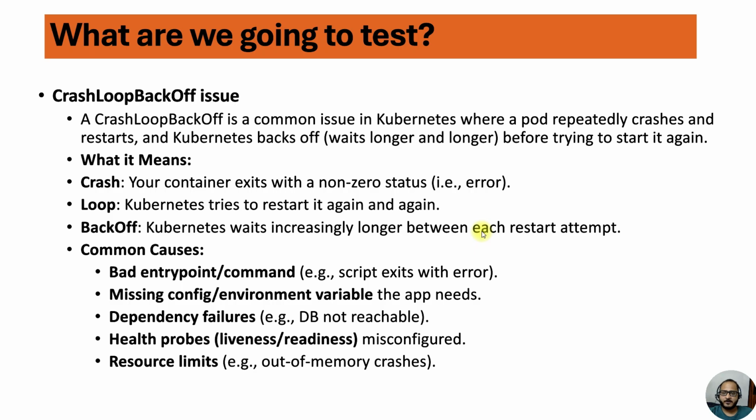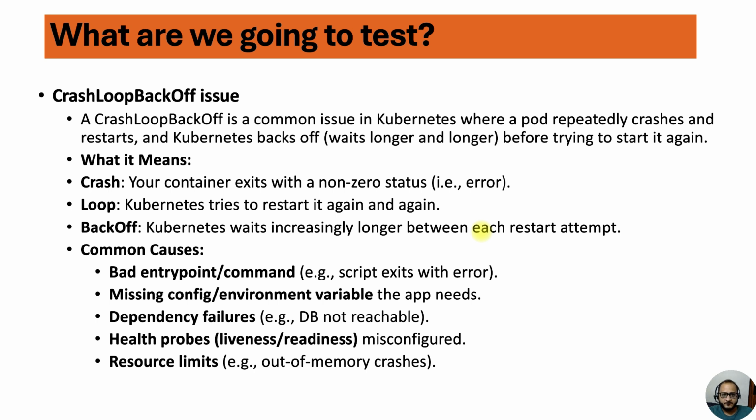So first, we will understand each of the issues, what it is and why it occurs. The very first issue we generally face is called the CrashLoopBackOff issue. It is a common issue in Kubernetes where a pod repeatedly crashes and restarts. It attempts to restart every time but crashes. Kubernetes will wait for some time, and if the pod does not come up or does not start, it goes into a CrashLoopBackOff state.